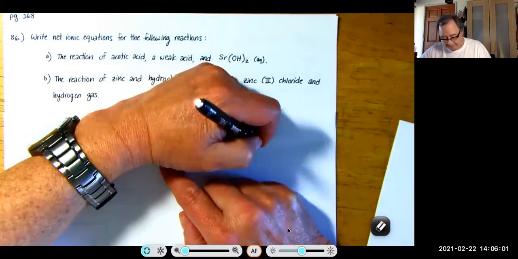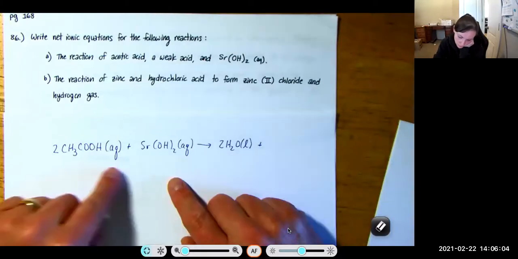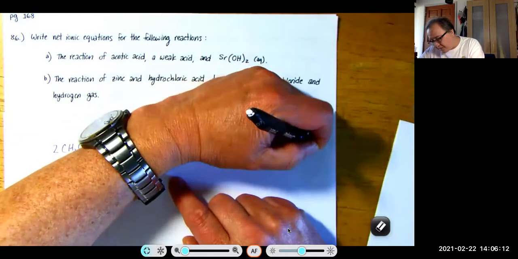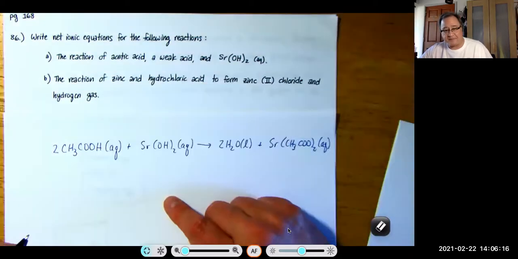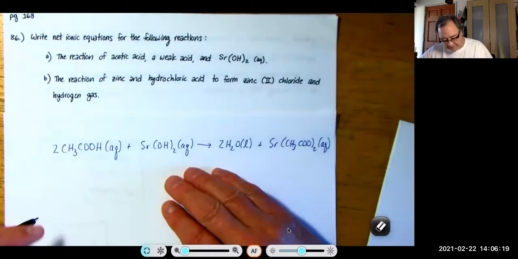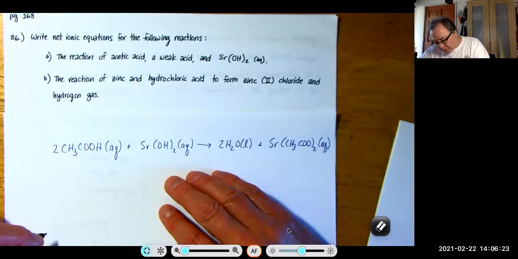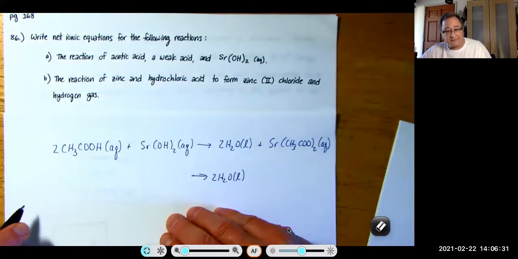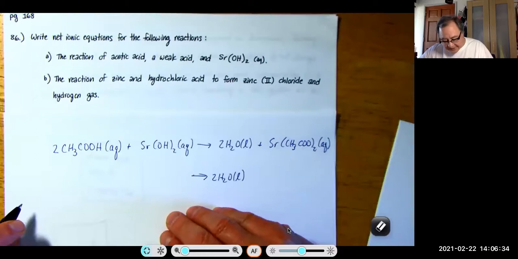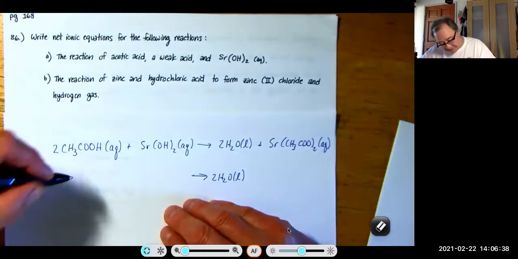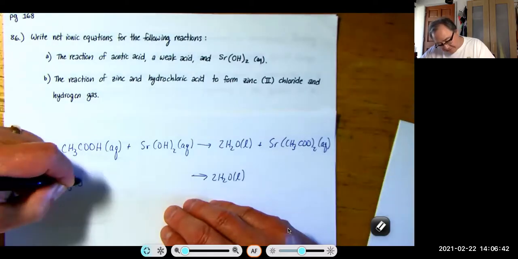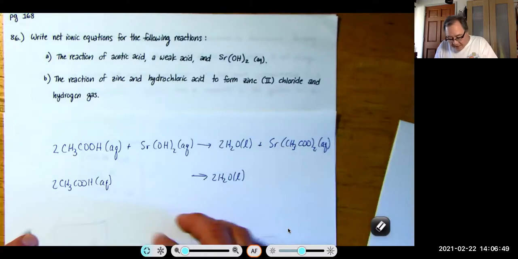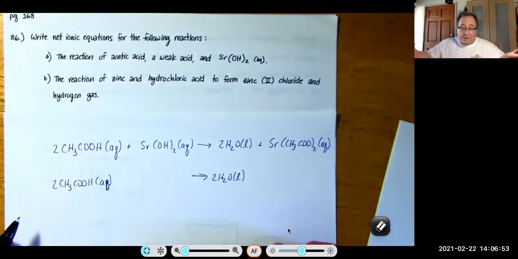And water is a liquid. We're also going to have strontium and acetate left over. And that's going to be aqueous because of the acetate. So there's your overall reaction. So what are we going to bring down for sure? The H2O, because it's a liquid. Now, for the aqueous things, if it's a weak acid, you also bring it down, because weak acids do not come apart very well. So we can't write them out as ions like we can strong acids. Strong acids, they come apart, so you write the ions.